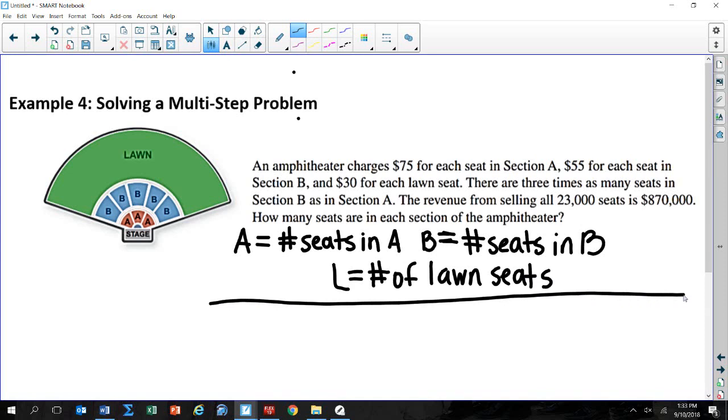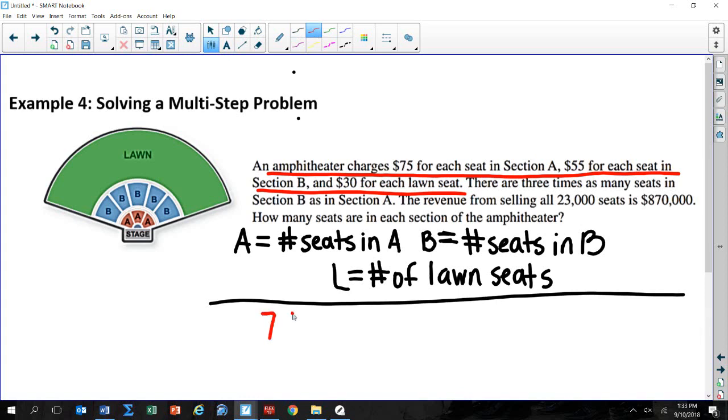If I'm solving a system of 3 variables, we need 3 equations. So let's read this first sentence. An amphitheater charges $75 for a seat in A, $55 for a seat in B, and $30 for a lawn seat. And how much revenue do I make total from selling all the seats? $870,000. So follow this with me.